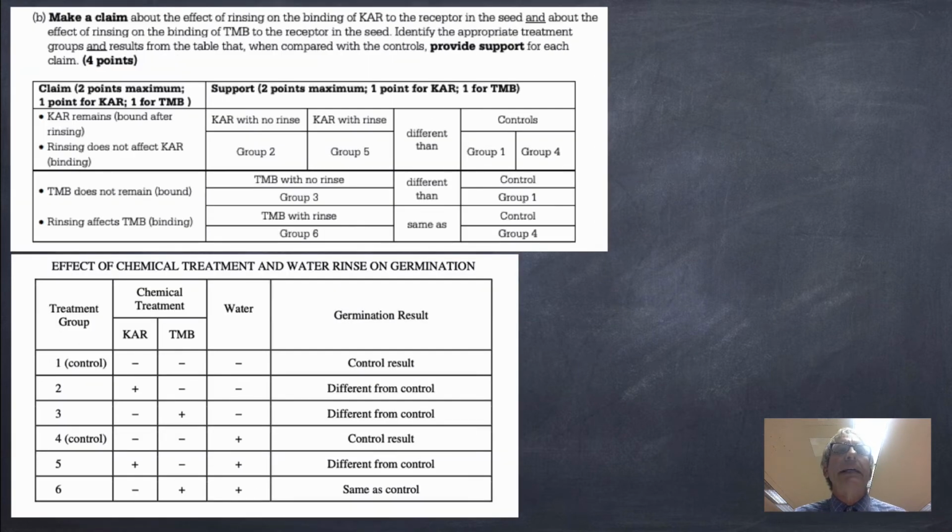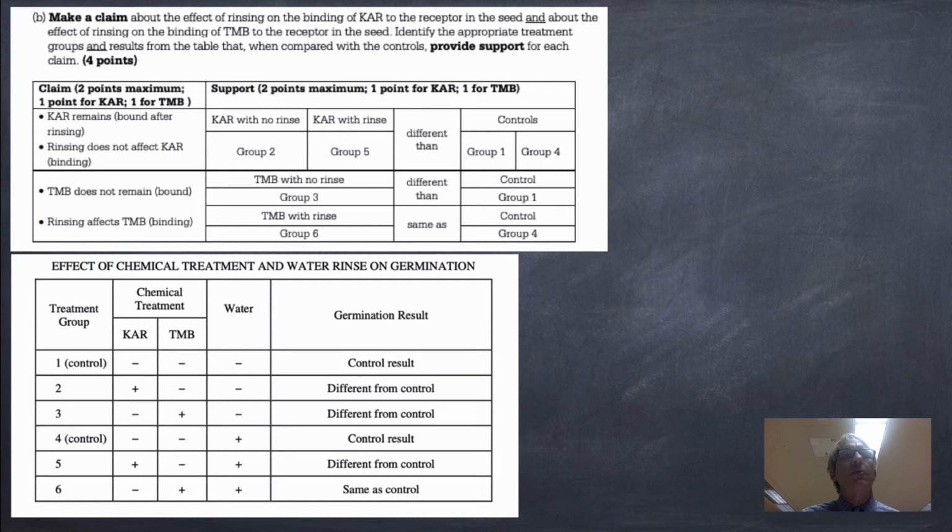For part B, you were making a claim about the effect of rinsing on the binding of KAR to the receptor of the seed and the effect of rinsing on binding of TMB to the receptor in the seed. You need to identify a control group and you need to identify the proper experimental group. So that's going to provide you with support.